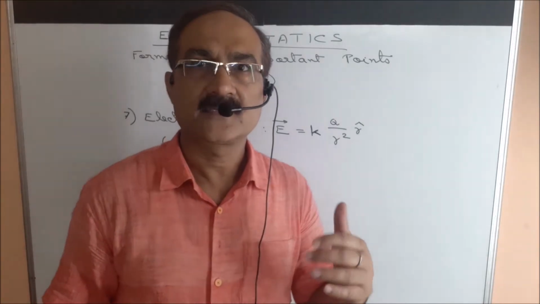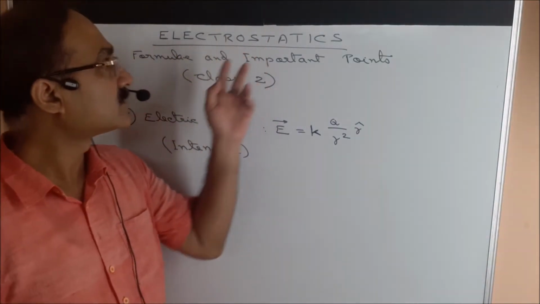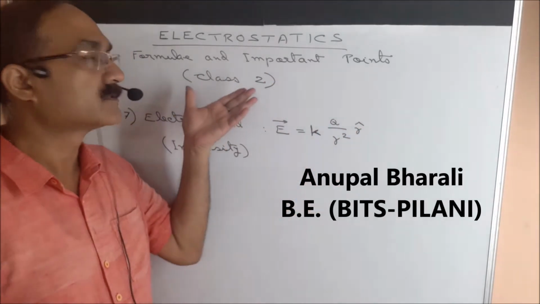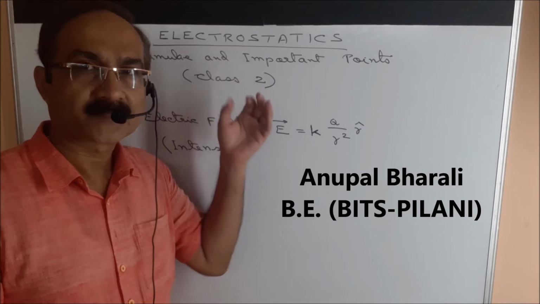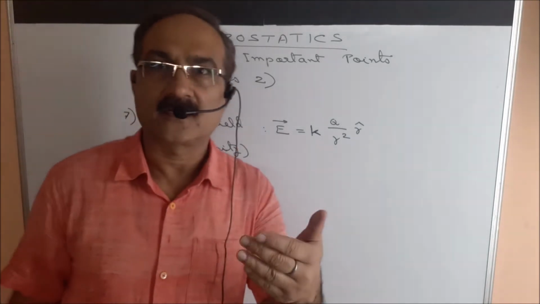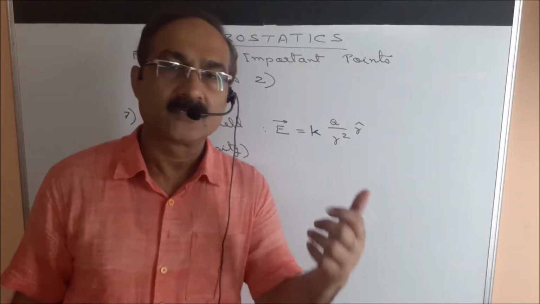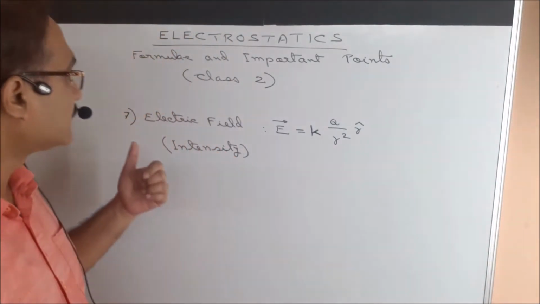So today is our second class of electrostatics, formula and important points. So this is the class 2, second class. In the first class, I have discussed few formulas, around 5 or 6 formulas. So today we have the next formula.